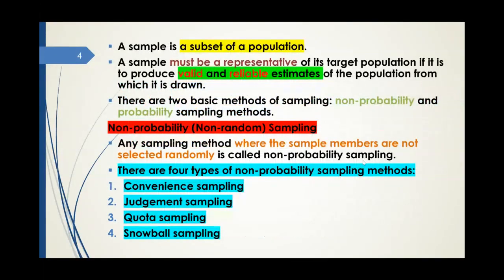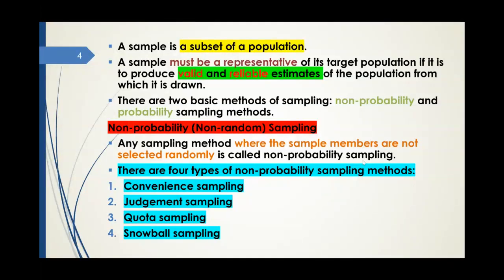So here, we know that a sample is a subset. It's a portion of the population, nothing new there. A sample must represent the target population. If it doesn't, already we have a problem, because whatever information we get from there, we cannot infer to the population. That's why we want the sample to be representative of the population, because then we have valid and reliable estimates of the population from which it is drawn.